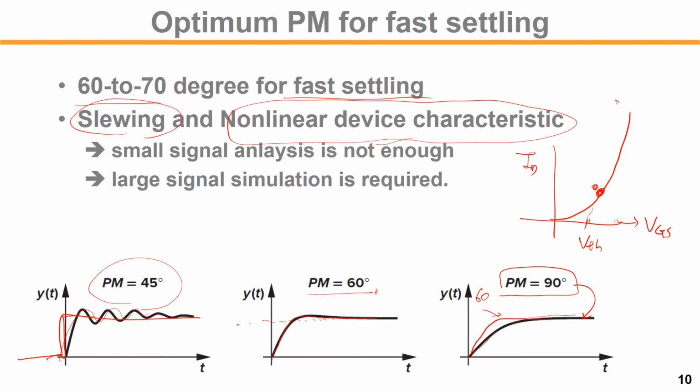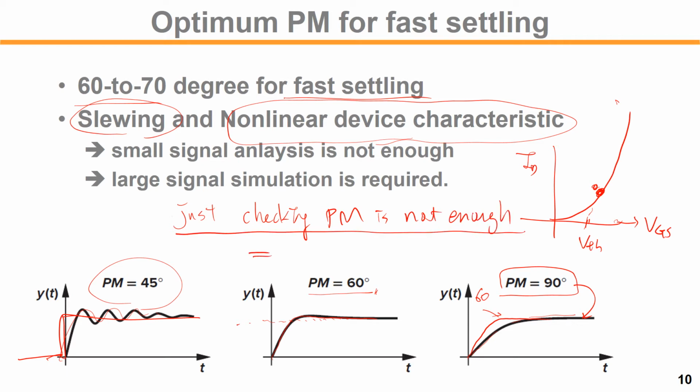So the large signal simulation must be run to check the overall response. Just checking the phase margin is not enough, right? What you have to rely on is the large signal transient response. The transient simulation is required, and simulation is the real response. Why? Because it covers the large signal behavior.